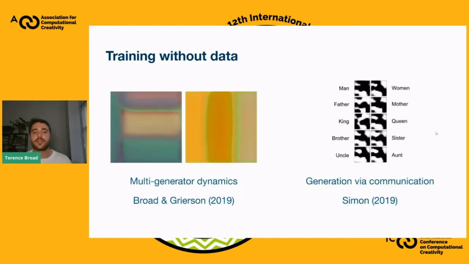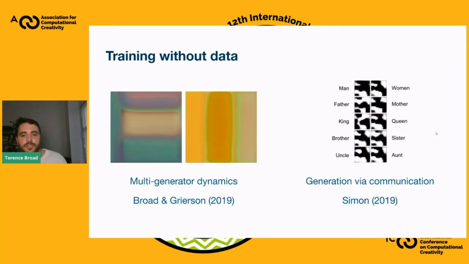We've broken this down into two categories. The first is relying on multi-generator dynamics. This is some of my previous work, where I again took inspiration from the GAN framework, but instead of having one generator trying to imitate data, I had two generator networks that were trying to imitate each other. But they were also competing to produce the most colors compared to the other one in their generated outputs, and we ended up producing quite simple, but very colorful compositions.